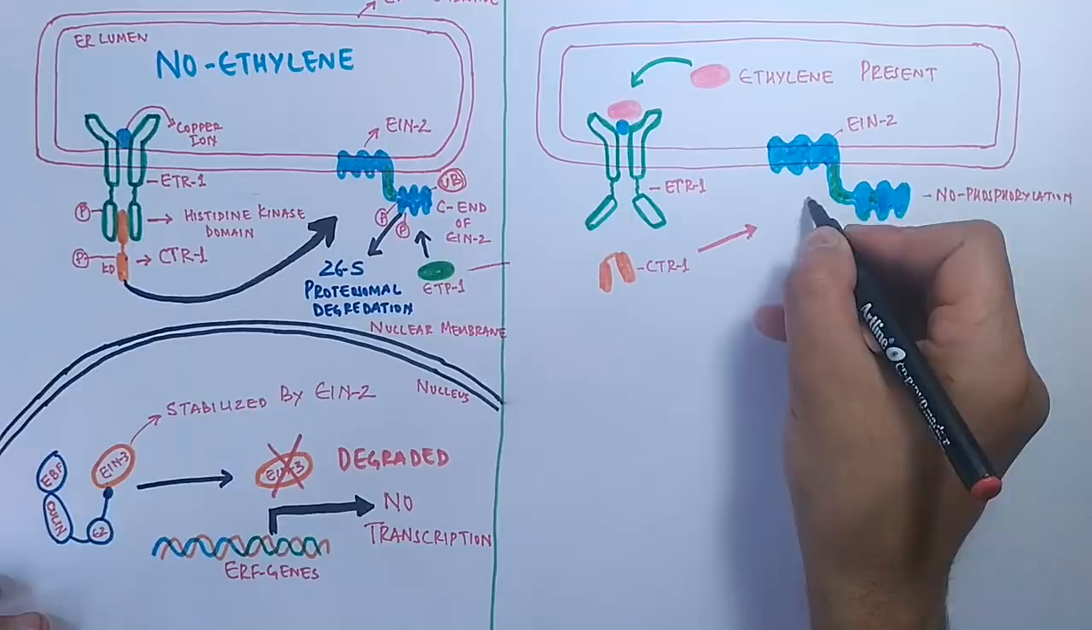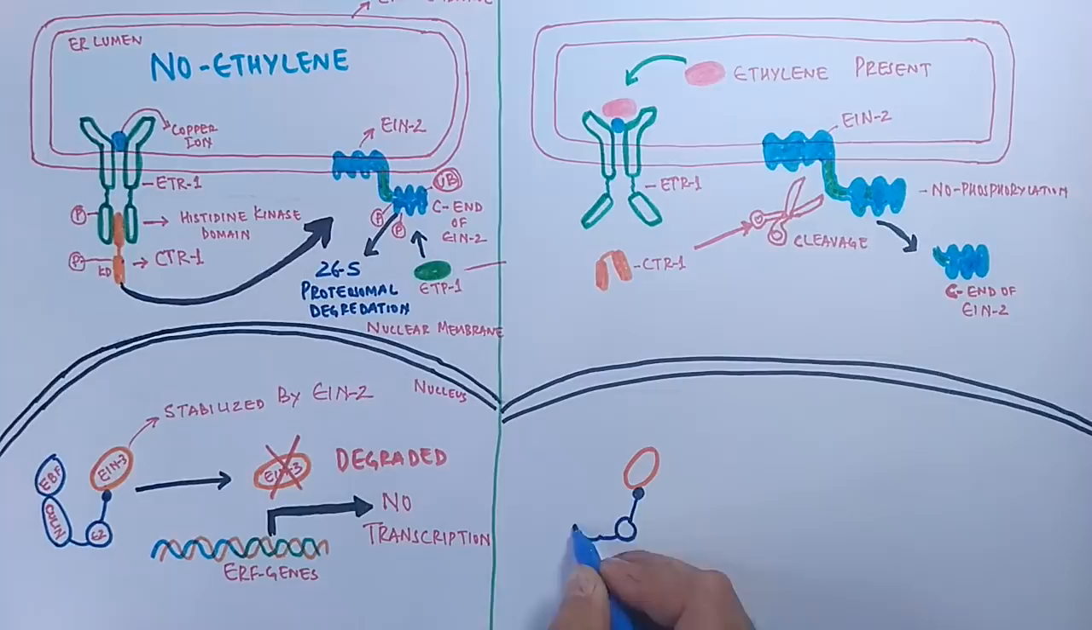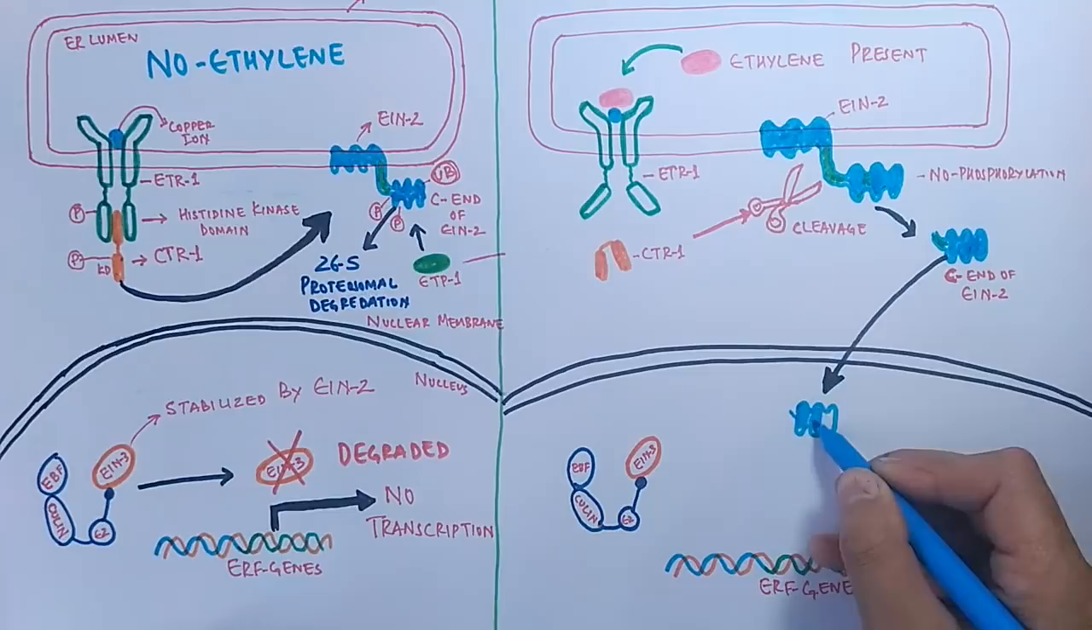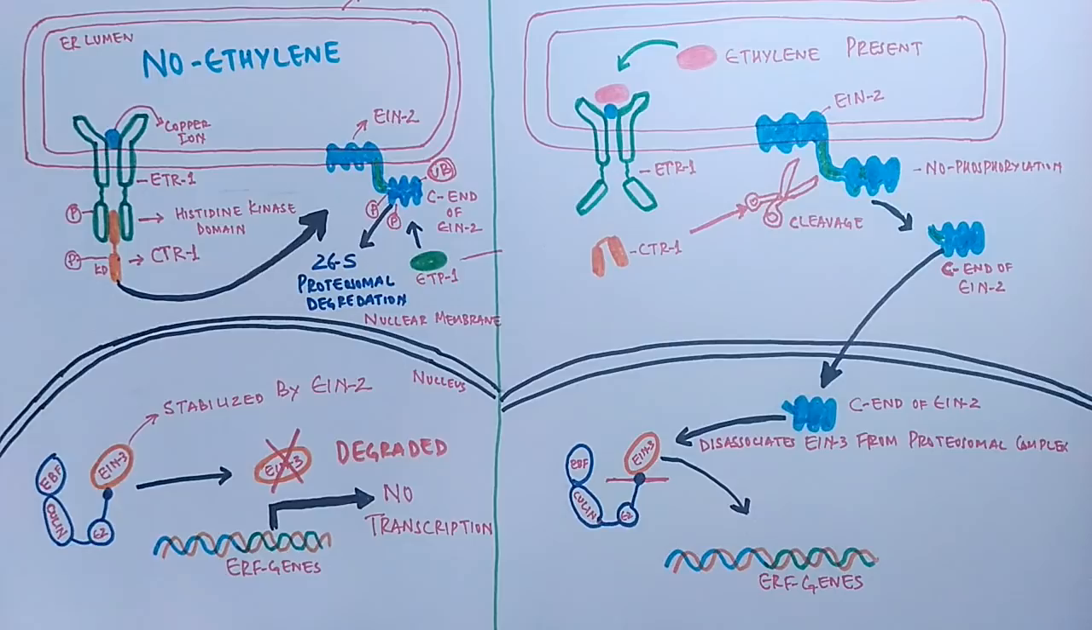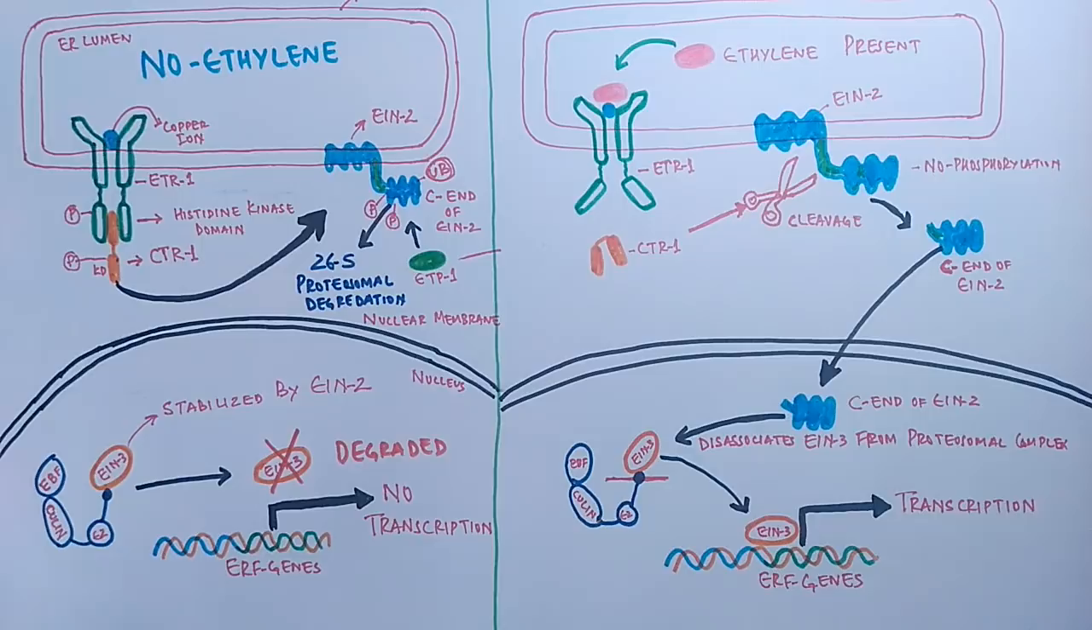The EIN2 C-end is cleaved off and is translocated to the nucleus. And here in the nucleus, we know we have an EIN3 attached to the proteasomal complex. But as soon as EIN2 reaches the nucleus, it stabilizes the EIN3 molecule and relieves it from the degradation complex. So here in the presence of ethylene, we see EIN2 saves this EIN3 from degradation. And thereafter, this EIN3 attaches to ERF genes and drives the transcription. So we can say in the presence of ethylene, the ERF genes are expressed.